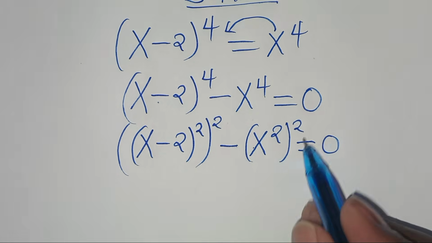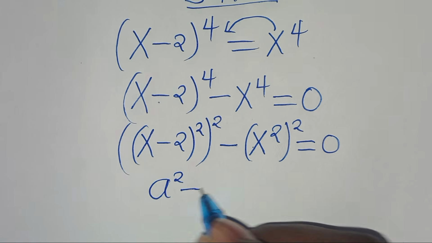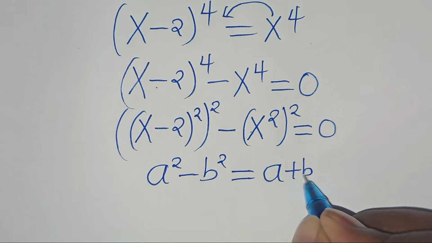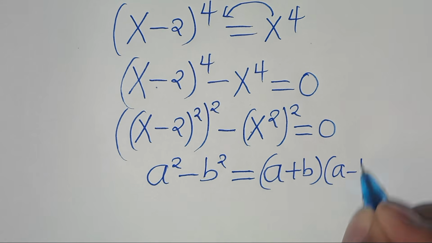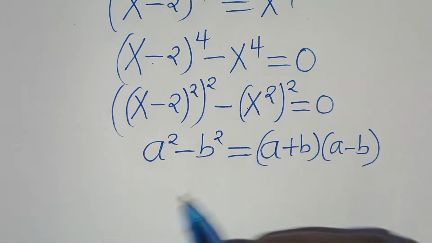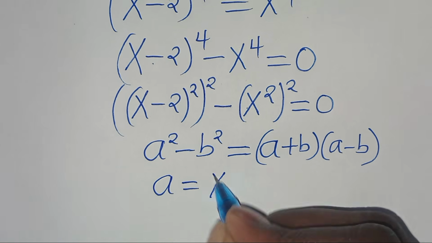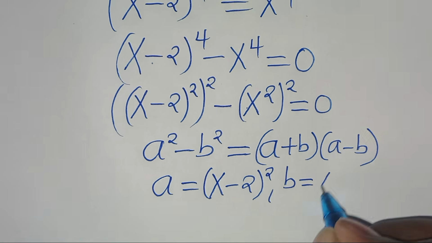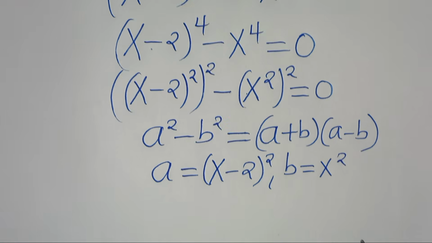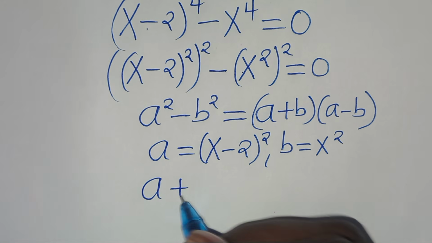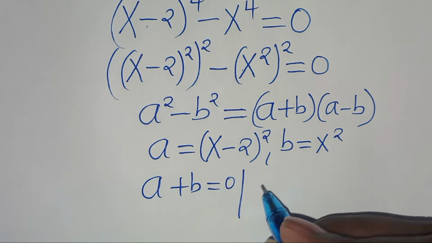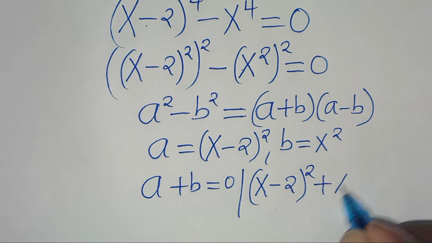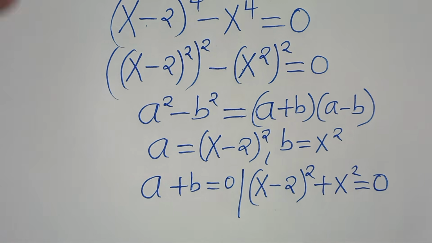Now this equation is in the form of a squared minus b squared, which is the difference of two perfect squares, expressed as (a + b) multiplied by (a - b). From this equation, we have a equal to (x - 2)^2, and b equal to x^2. So a plus b equal to 0. This is the same thing as (x - 2)^2 + x^2 equal to 0.